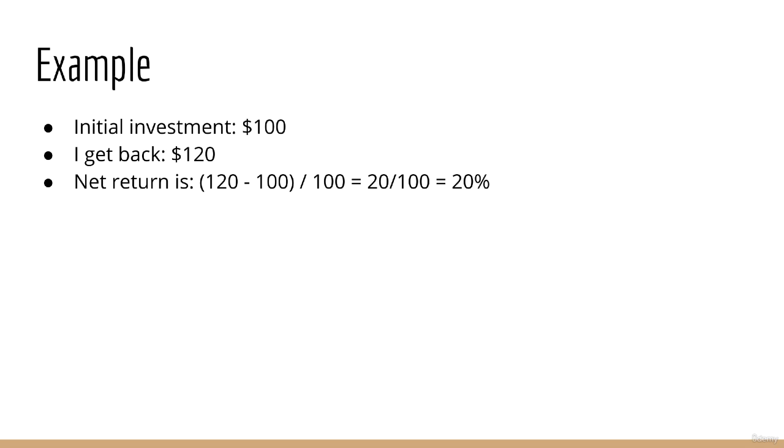Now, even though this is pretty trivial, let's do a simple example just to make sure everyone is on the same page. Suppose that my initial investment is $100. I get back $120. Therefore, my net return is 120 minus 100 all over 100. That's equal to 20 over 100, which is equal to 20%. It's clear that if we lose money, our net return will be negative. So for example, if my initial investment is $100 and I only get back $80, then my net return is 80 minus 100, all divided by 100, which is equal to minus 20%.